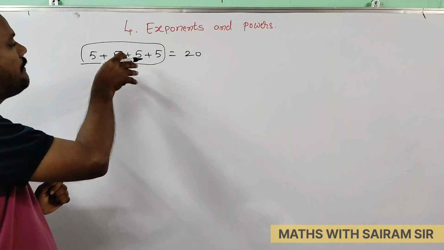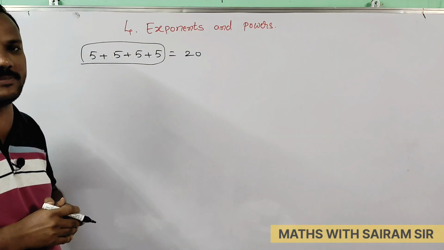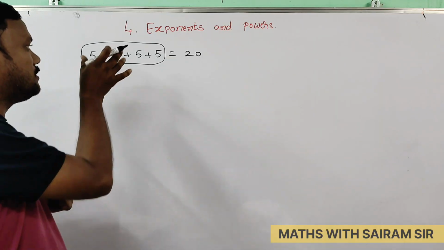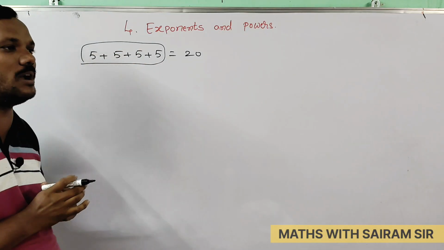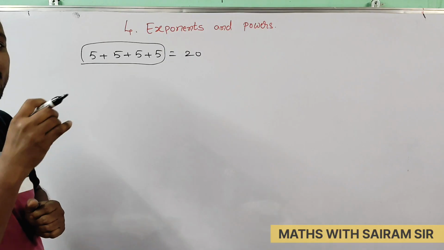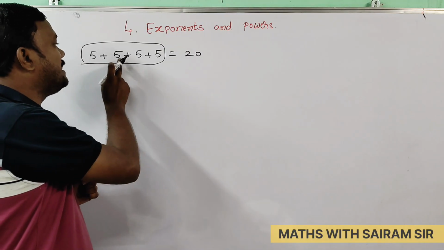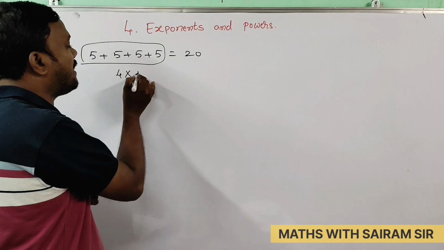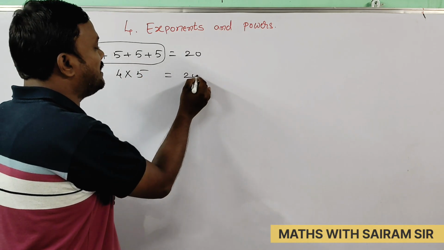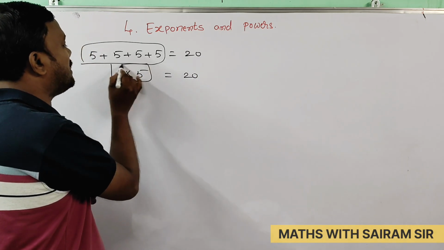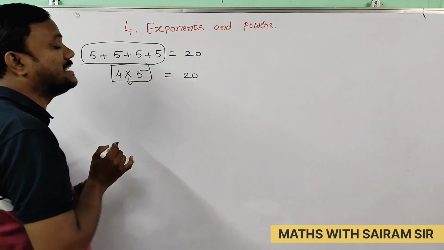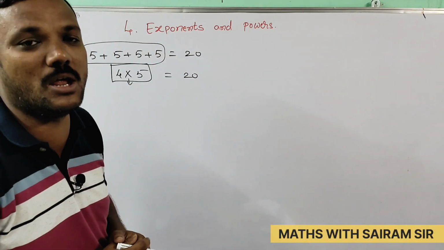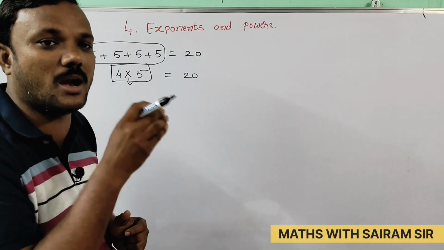So do we have any shortcut to write this? To represent this repeated addition in short form, we can make use of multiplication. Here, 5 is there how many times? 4 times. So 4 times 5 gives you 20. That means we use multiplication to represent the repeated addition of the same number to itself in short form.